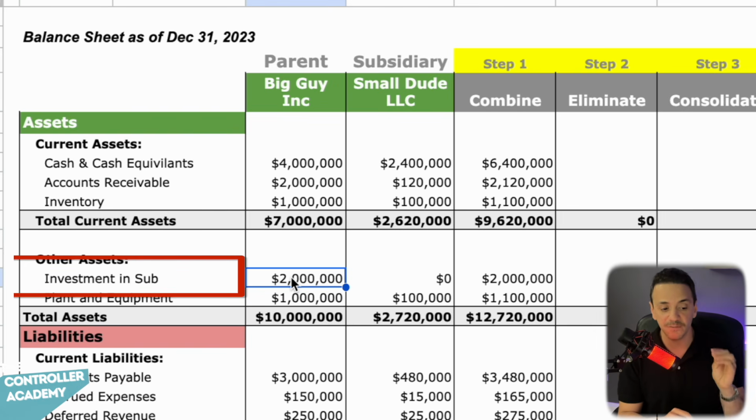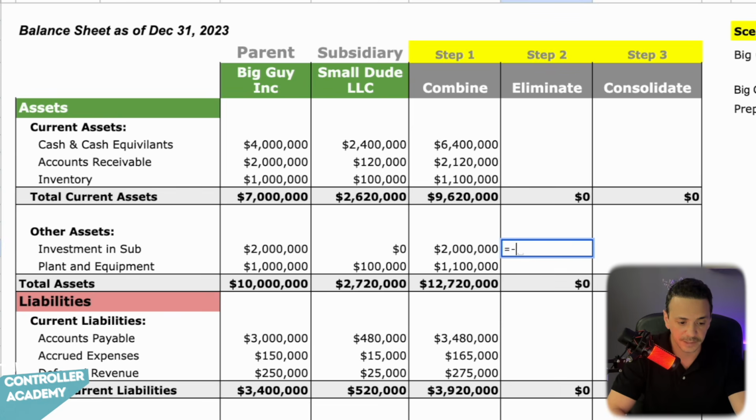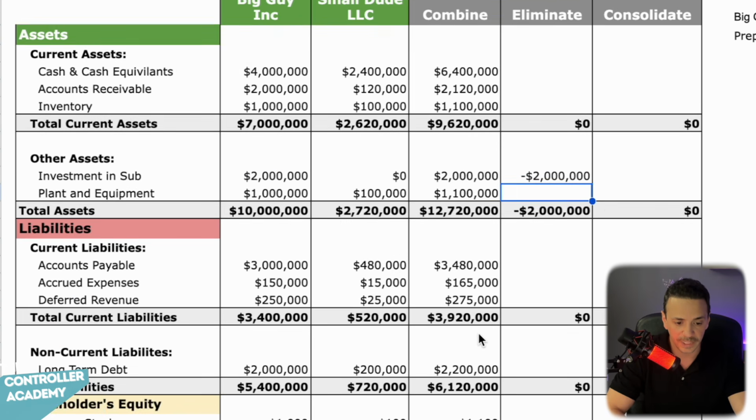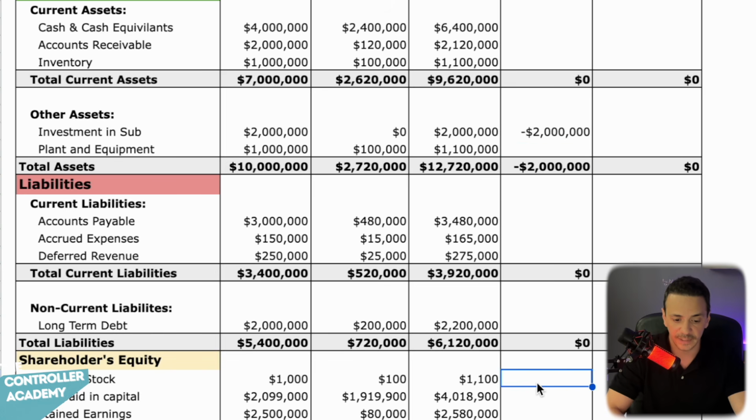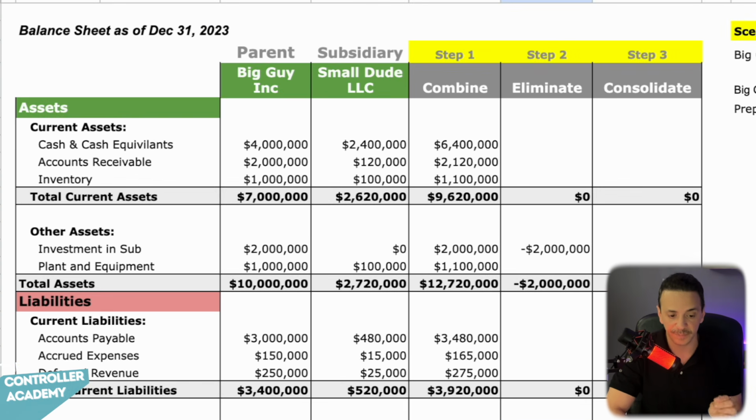Now, when we eliminate the investment in sub from the parent's assets, we're going to eliminate that against the equity of the subsidiary, right? So let's go ahead and do it together. So the eliminate step is going to say equals negative $2 million, which is the parent investment in subsidiary. And we're going to eliminate that against the subsidiary's equity. So negative their equity, and drag that down. So that's the second step here, eliminate.